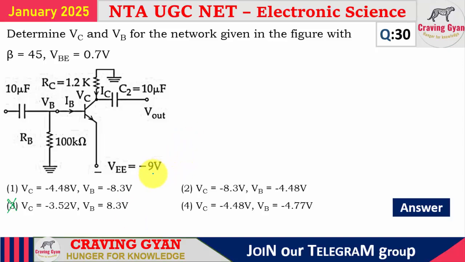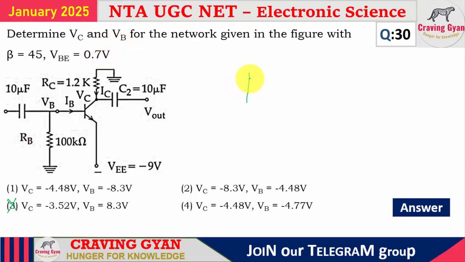Negative supply you have is minus 9 volts. But what is the positive value? It is maximum 0 volts, right? Now look at the things. They are asking us to find the collector voltage and base voltage. So they are asking for DC quantities. So can I write the DC equivalent circuit?